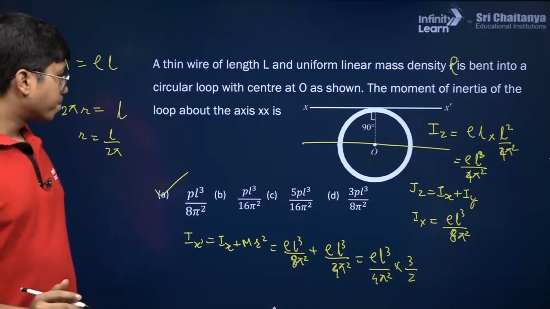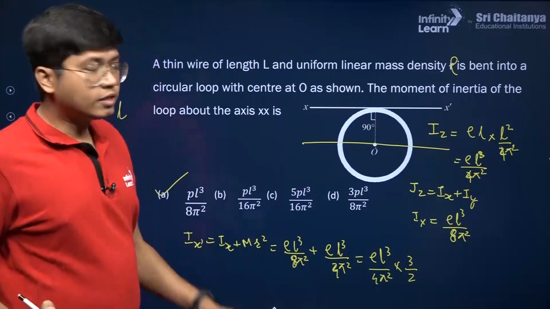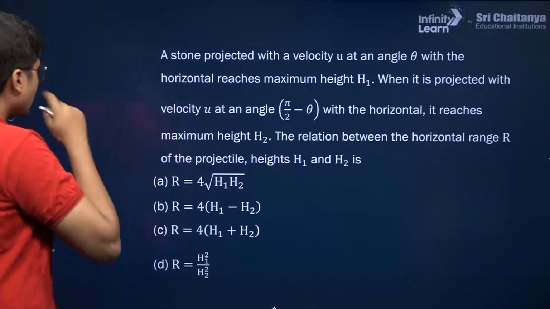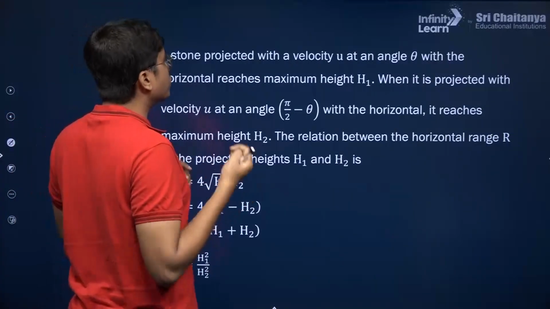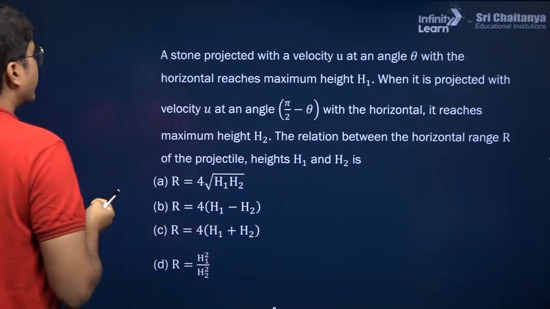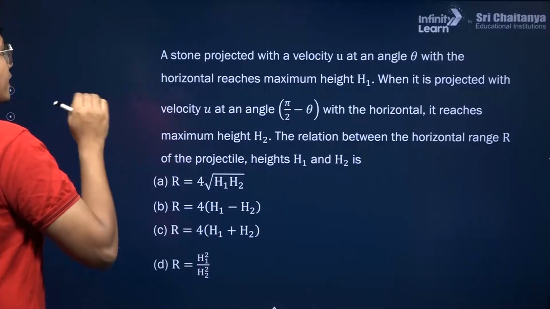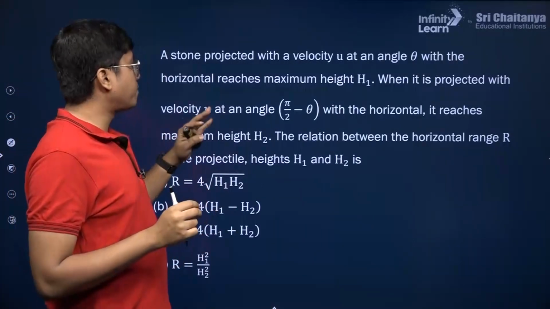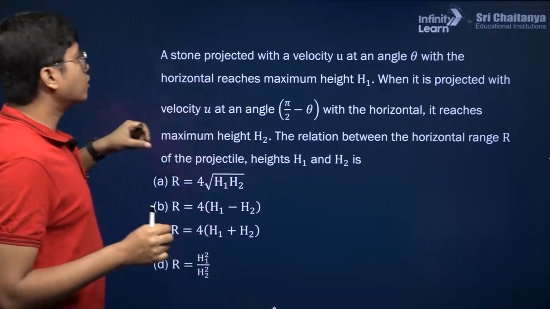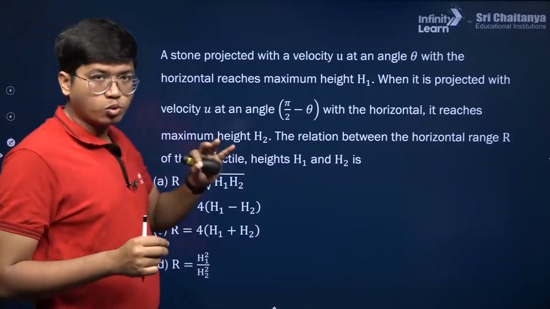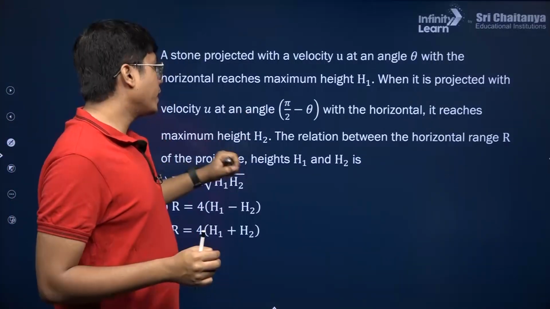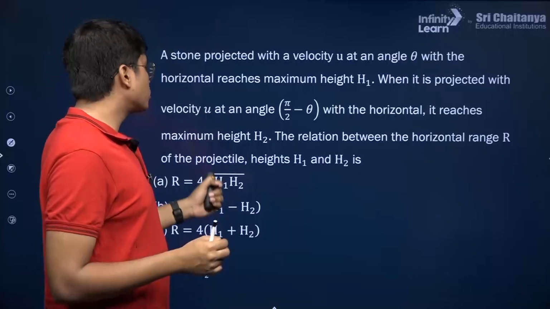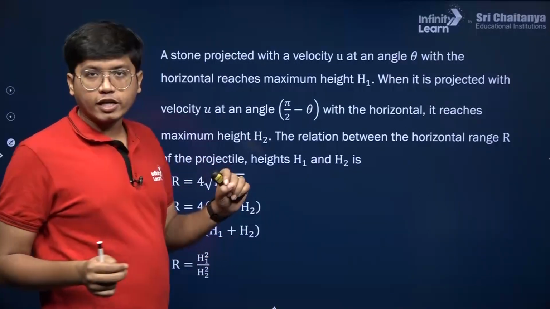Okay. Let's move on to the next question now. This one says that a stone projected with a velocity u at an angle theta with the horizontal reaches the maximum height h1. When it is projected with a velocity u at an angle pi by 2 minus theta with the horizontal, it reaches maximum height h2. The relation between the horizontal range r of the projectile and the heights h1 and h2 are.